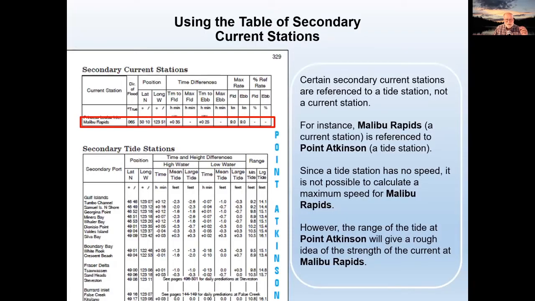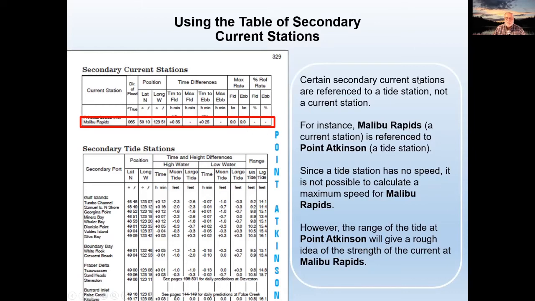Now, some secondary stations are referenced to a tide station. For instance, Malibu Rapids is referenced to Point Atkinson. So here, all we have is a correction for the time of the turn, the time of slack water. For Malibu Rapids, the time of slack water is 35 minutes after low water at Point Atkinson. The time of the turn to ebb or high water slack is 25 minutes after high water at Point Atkinson. And the maximum current speeds are 9 knots in either direction.